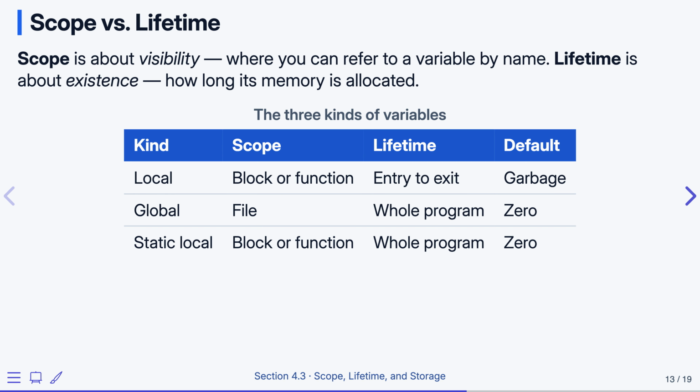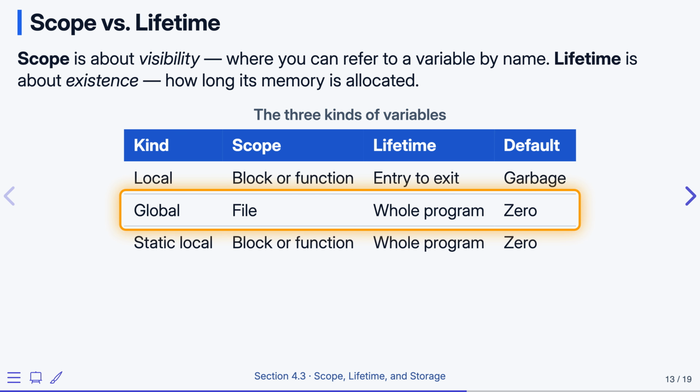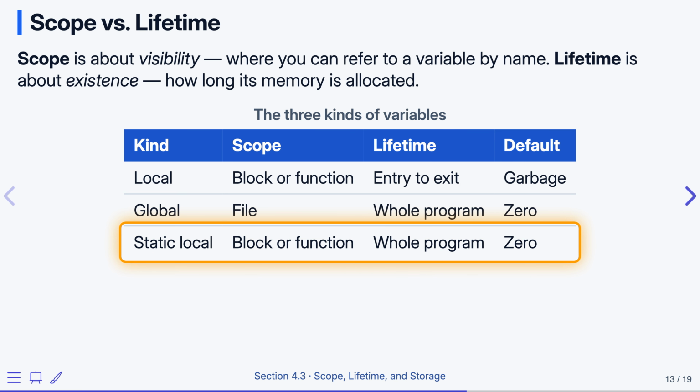Scope and lifetime are related but not the same. Scope is about visibility, where in the code you can refer to a variable by name. Lifetime is about existence, how long the variable's memory is allocated. Local variables have block or function scope, block lifetime, and default to garbage. Globals have file scope, whole program lifetime, and default to 0. Static locals have local scope, but whole program lifetime and default to 0. The static keyword is what separates scope from lifetime.